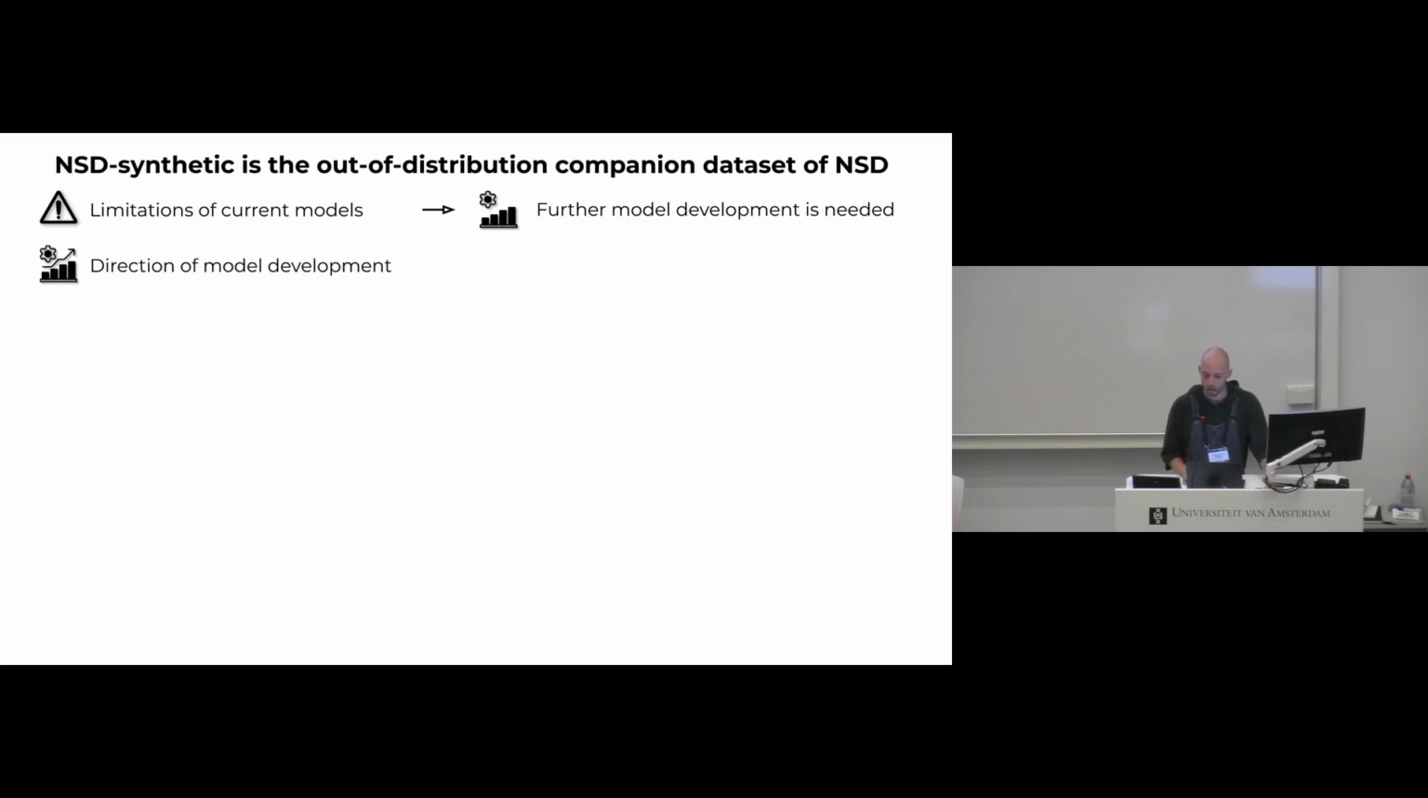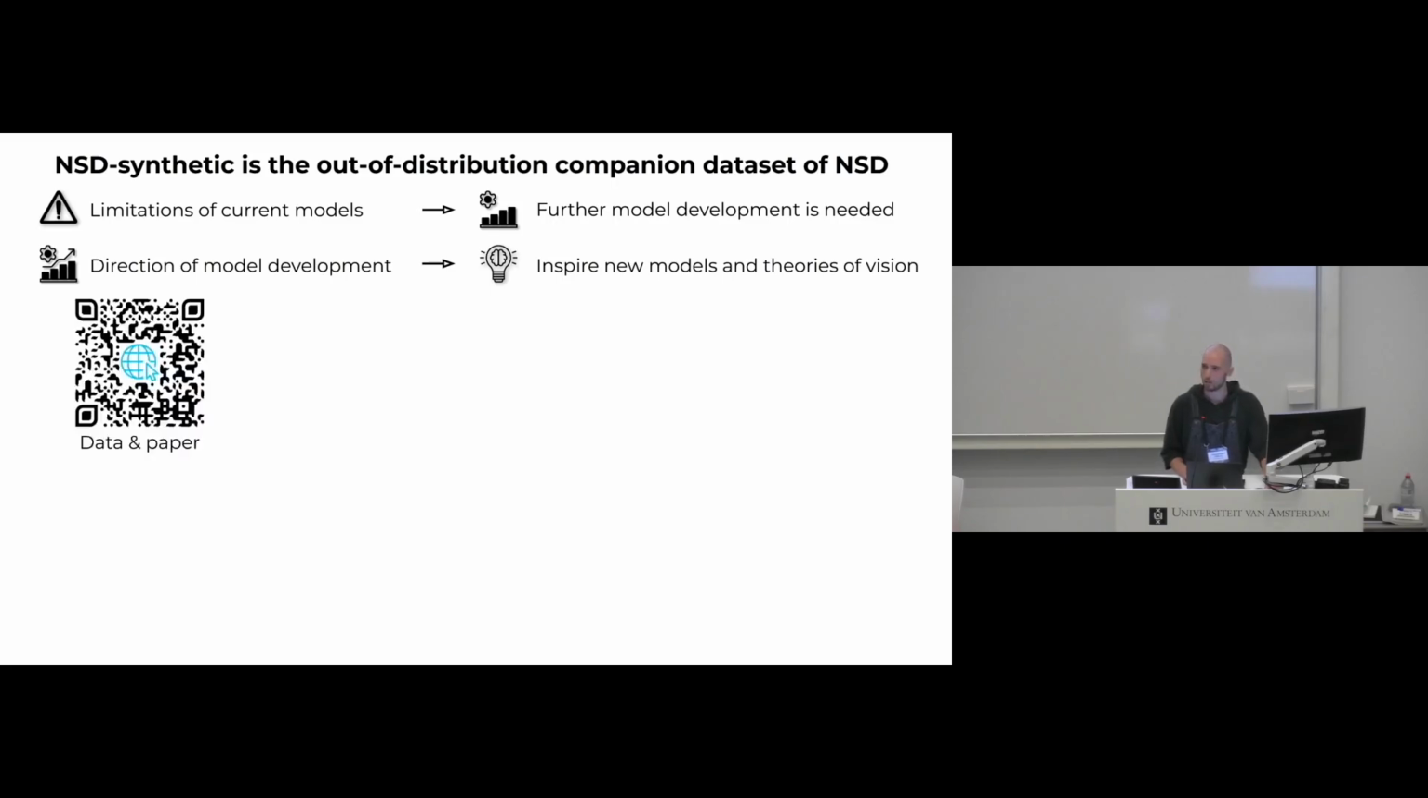So to conclude, I introduced NSD synthetic, the out-of-distribution companion dataset to NSD core, and provided a proof of principle of how NSD synthetic is useful to indicate limitations of current models of visual processing in the brain, in turn suggesting that further model development is needed, but also it indicates the direction of model development, therefore inspiring new models and theories of vision. The corresponding paper and data and code of NSD synthetic are all openly available through the link from this QR code.